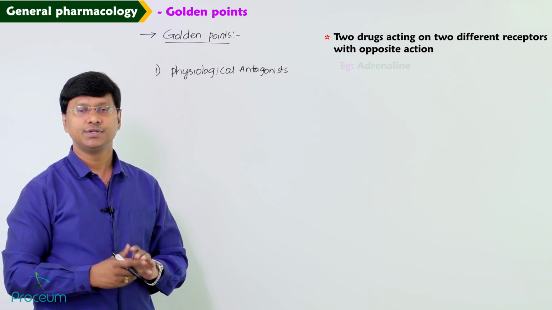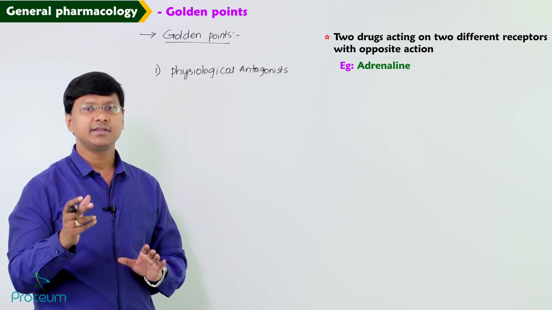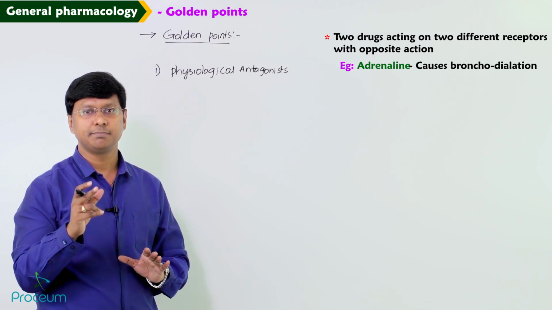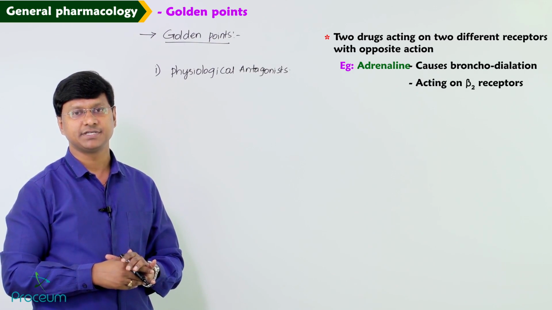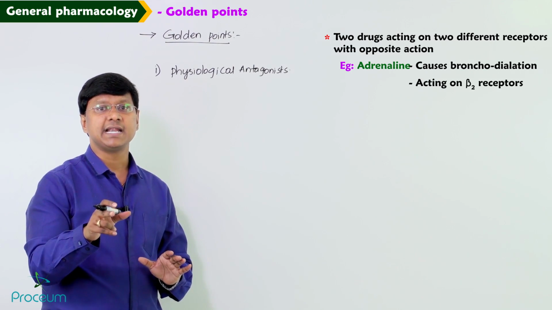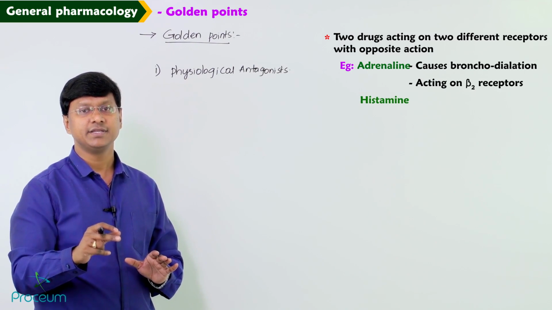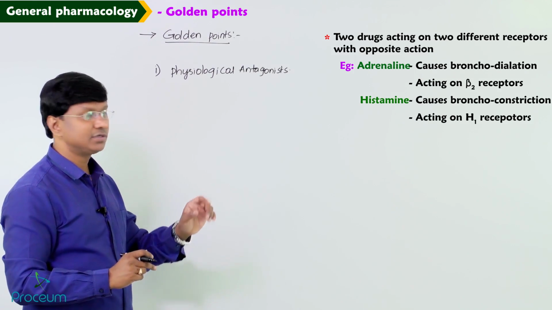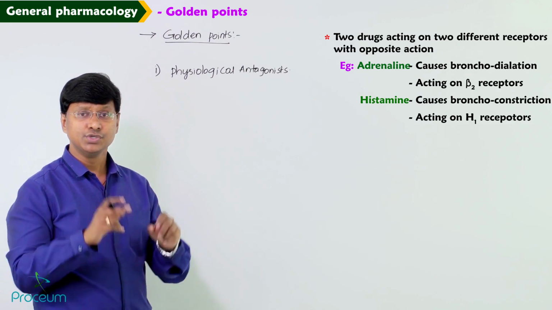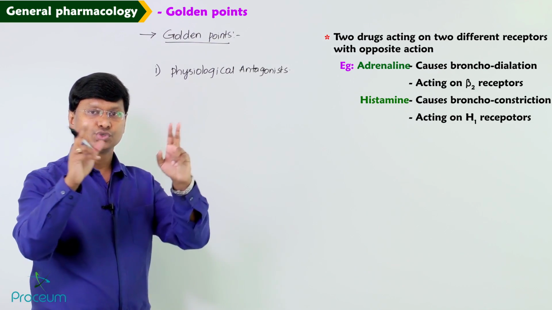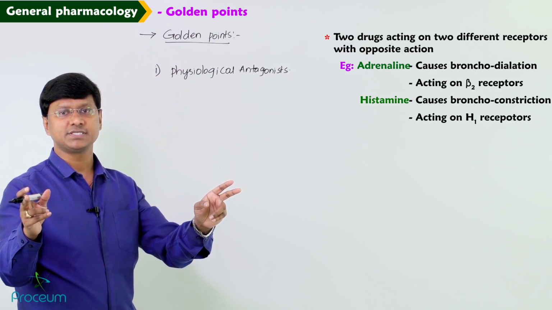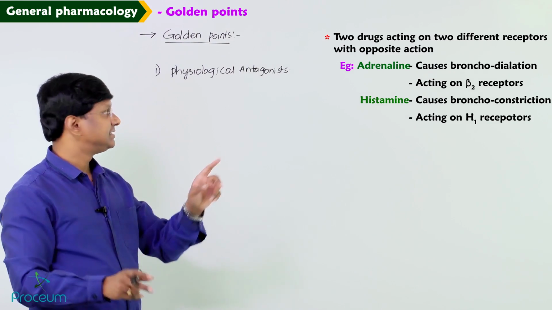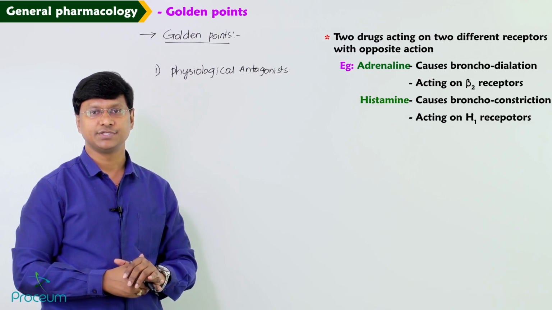For example, you take adrenaline. Adrenaline causes bronchodilation by action on the beta 2 receptors. That is the physiological antagonist of histamine, which causes bronchoconstriction by acting on the H1 receptors, right? So two different drugs acting on two different receptors but with opposite action. That is your physiological antagonist.